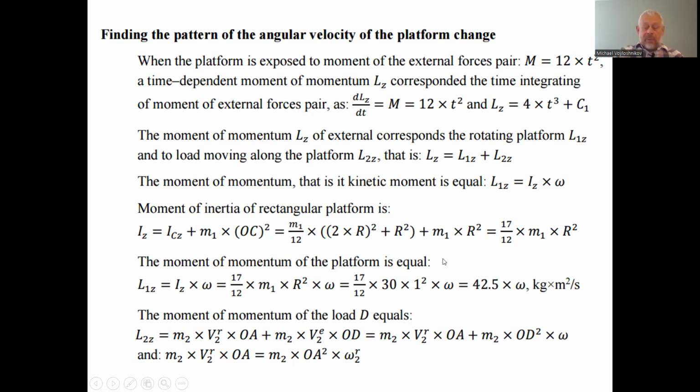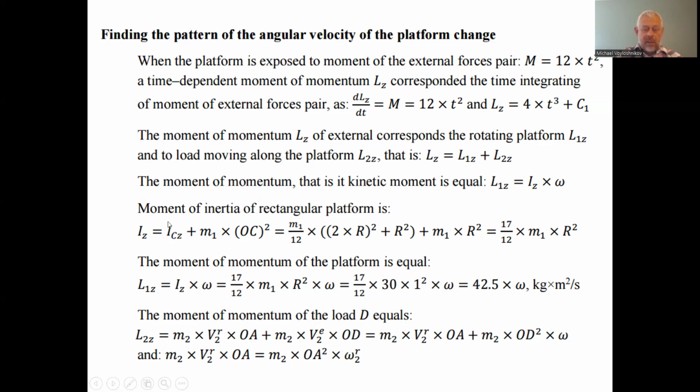Okay, so we have to find the moment of inertia of the platform first, because we have to find these two summands of the moment of momentum, or kinetic moment, of this mechanical system. Moment of inertia equals, according to the Huygens-Steiner theorem, two summands for this definite platform, because the axis of rotation does not coincide with the center of mass of this platform. Then we will have a total of two summands.